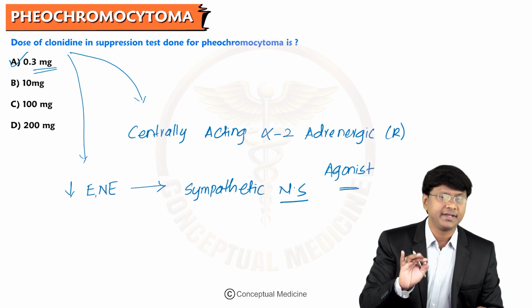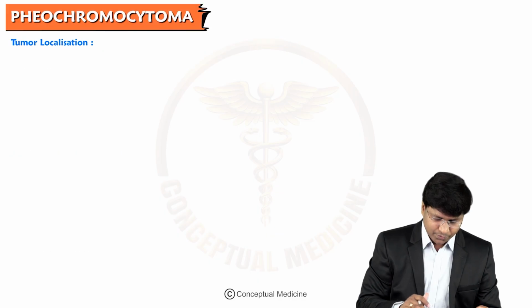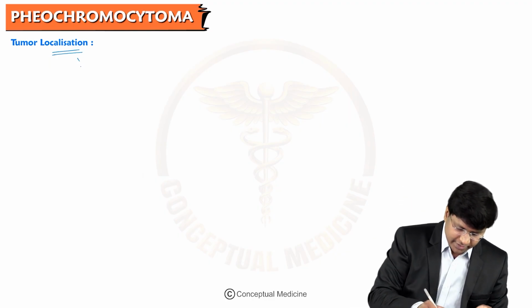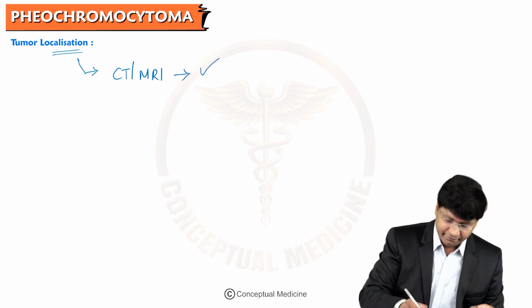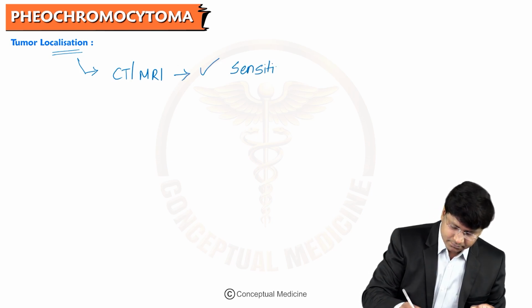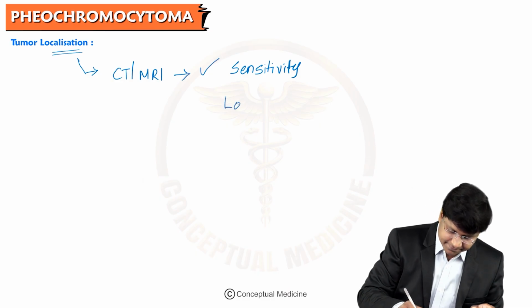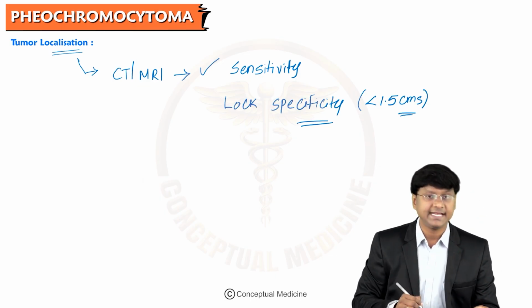Now, always remember in endocrinology, it is the chemical analysis first, followed by the imaging studies for tumor localization. Now, what are the imaging studies we do for tumor localization? CT or MRI of the abdomen. Please remember, CT or MRI of the abdomen have very good sensitivity. But the limitation with CT or MRI is they lack specificity, mainly when the tumor size is less than 1.5 centimeters.